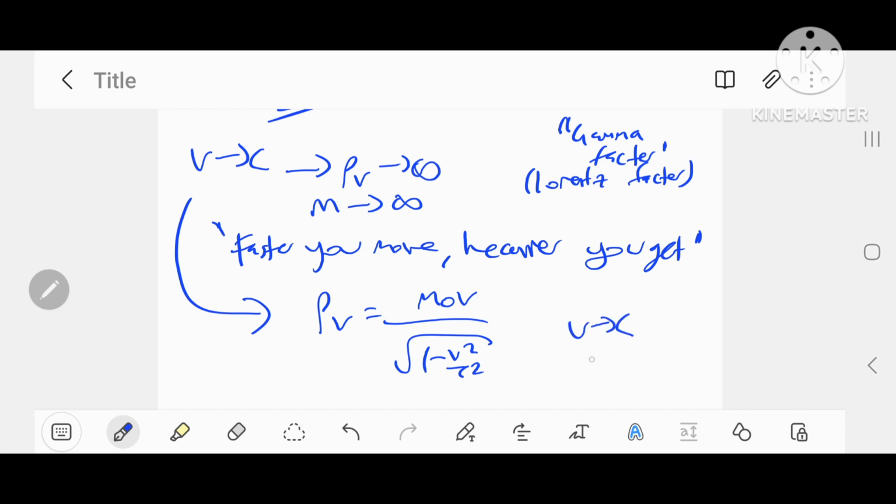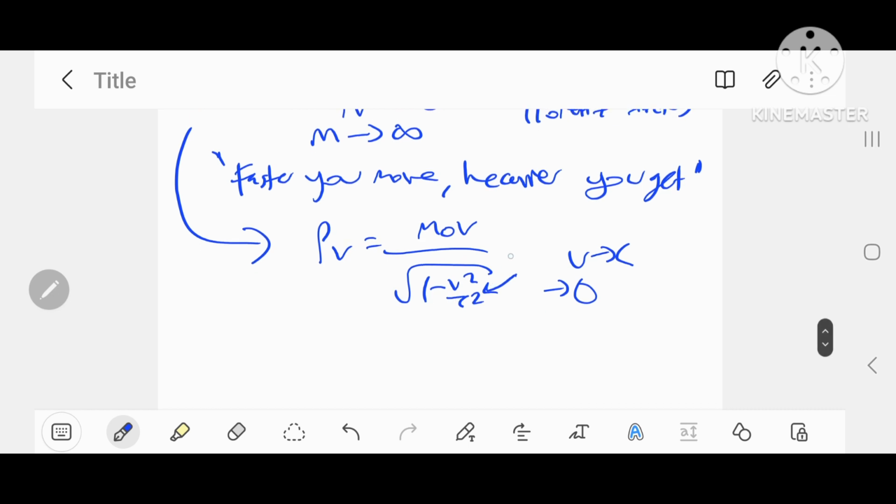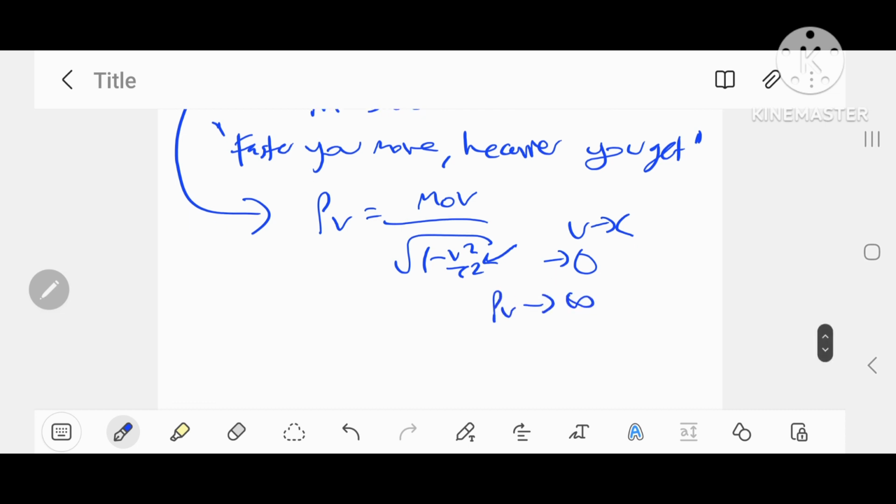If v approaches c, then the denominator here approaches 0. Suppose v is c, so 1 minus c squared over c squared is 1 minus 1, which is 0. The square root is 0. Something divided by 0 results in infinity. So the momentum approaches infinity.